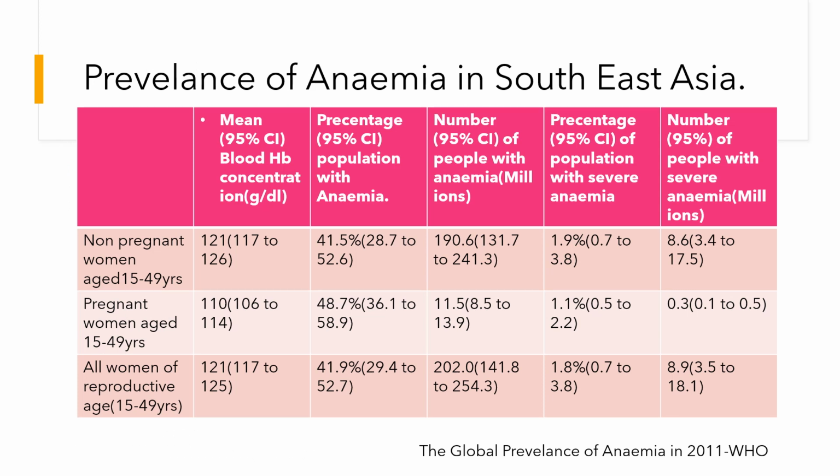Prevalence of anemia was assessed in the 2011 WHO consensus, and they found in Southeast Asia about 41.5% of non-pregnant women and 48.7% of pregnant women, and 41.9% of all women of reproductive age were anemic. Out of these patients, the majority are due to iron deficiency.